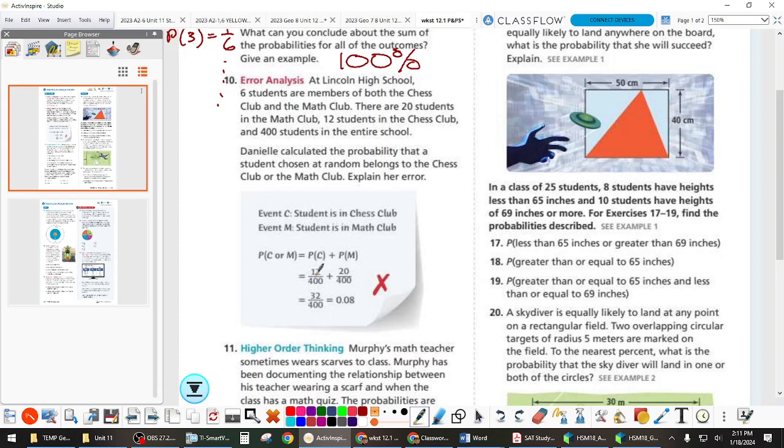This person, I can't remember if it's a girl. Who cares? Yeah, Danielle. 12 out of 400, that's the chess club. 20 out of 400, that's the math club. So she just added her probabilities and said you have an 8% chance. What's wrong with that? Emma.